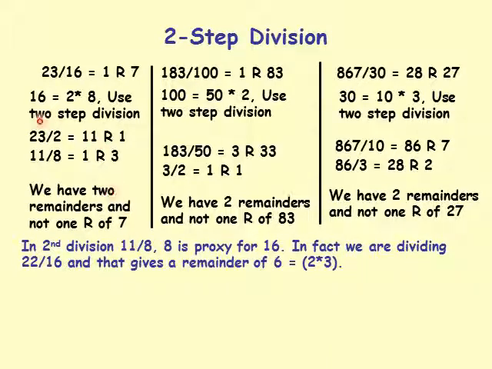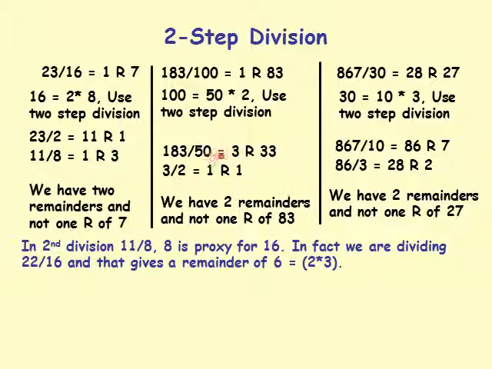In the second division, I'm looking at this example in the first one. 11 by 8. 8 is a proxy for 16. In fact, we are dividing 22 by 16. The only thing the first division did, the remainder which we say we are not going to divide again, we had taken out 1 from 23 and left 22, and we are dividing 22 by 16, but instead of dividing 22 by 16, I'm going to divide 11 by 8. Why? 8 is a smaller number and it's easier to divide. So in fact we are dividing 22 by 16, which gives me 1 remainder 6.